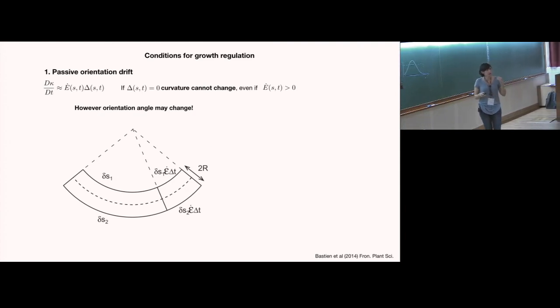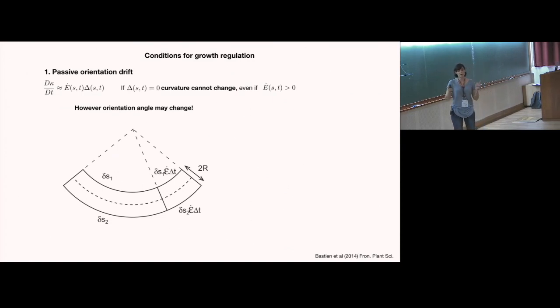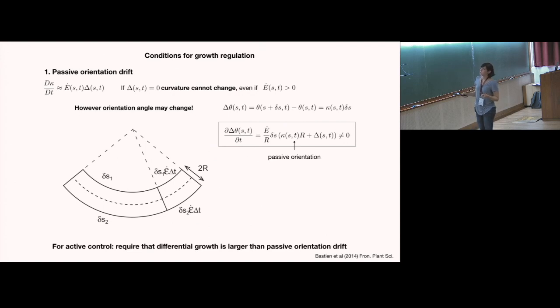But you have to take into consideration that even though you're not changing your curvature, what you are changing is the orientation, the angle. So if this is your segment, let's say you started with this part, and now you grow with identical growth rates at both sides. You keep the same curvature, but the angle from this end compared to this end is a different angle than if I look at the angle between this end and this end. And this is what we call passive drift, passive orientation drift.